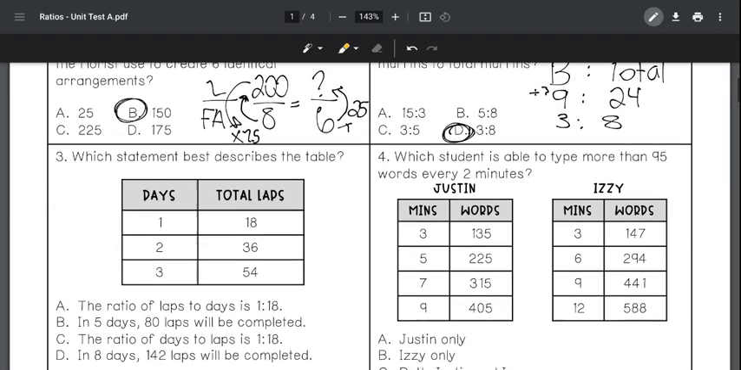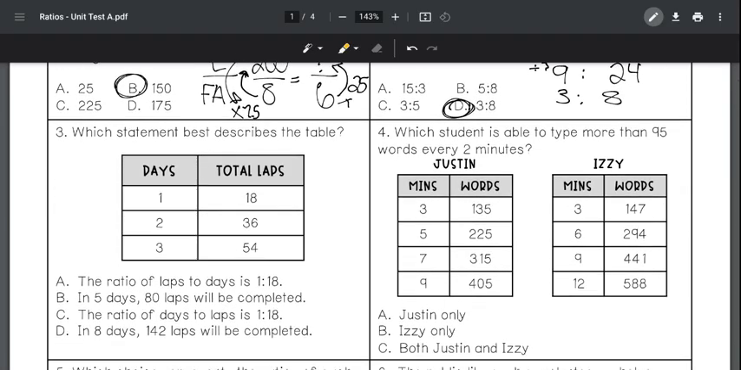Number 3, which statement best describes the table? So looking at the table first, we can see that every single day that we're running or swimming or whatever they're doing, they can complete 18 laps. Okay, so days to laps, our ratio is 1 to 18. So A, the ratio of laps to days is 1 to 18. Wrong, because they switched L to D. Okay, so it should be 18 to 1.